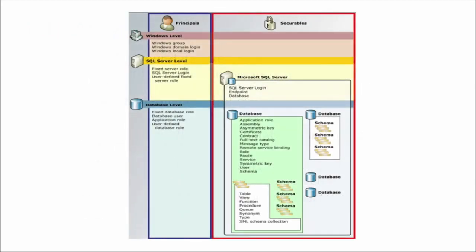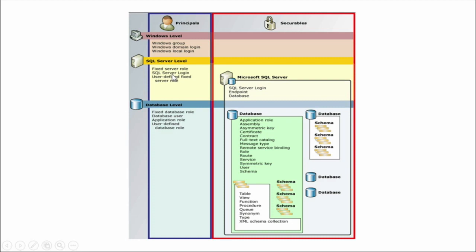This graphic shows you a high level view of how that works. You've got the principals over on the left-hand side, and you have Windows level security, because you can have two types of security. You can have Windows authentication, or you can have what's called mixed mode, which is a combination of Windows authentication and SQL Server logons. At the Windows level, we can use a Windows group, a domain login, or a local login. At the SQL Server level, we have fixed or user-defined server roles. We'll introduce those. We have a SQL Server login.